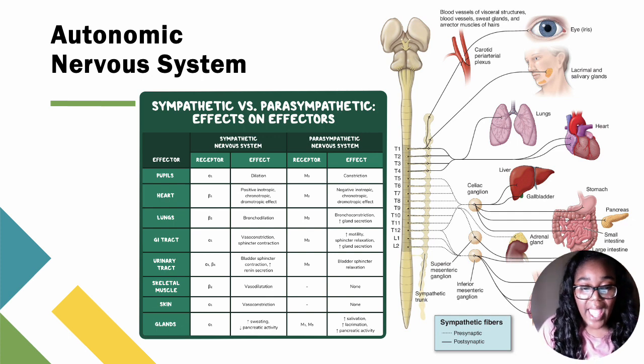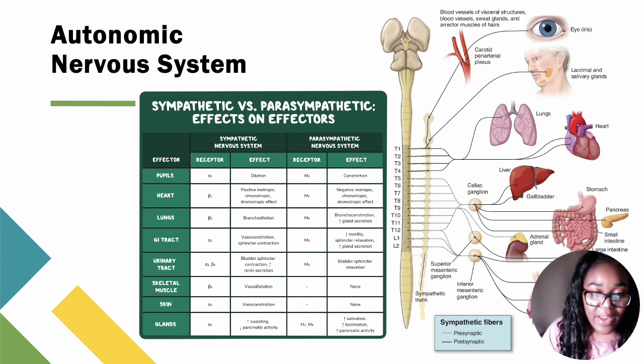So again, the GI tract is essentially shunted. We have vasoconstriction. We don't have a lot of blood flow down there. We have sphincter contraction because we really don't need the GI tract in this system. Your urinary tract, specifically your bladder sphincter, is also contracted, because we don't need to think about using the restroom or peeing when we're in a fight or flight response.